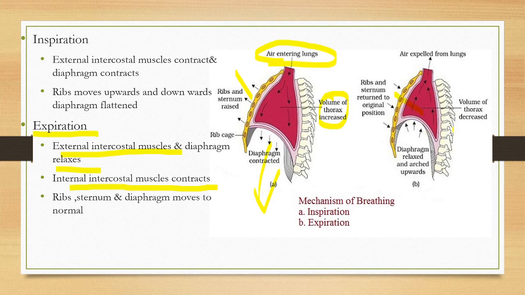So the diaphragm relaxes and moves upwards. So what happens? The volume of the thorax decreased. So the air is expelled from the lungs. So this is expiration.